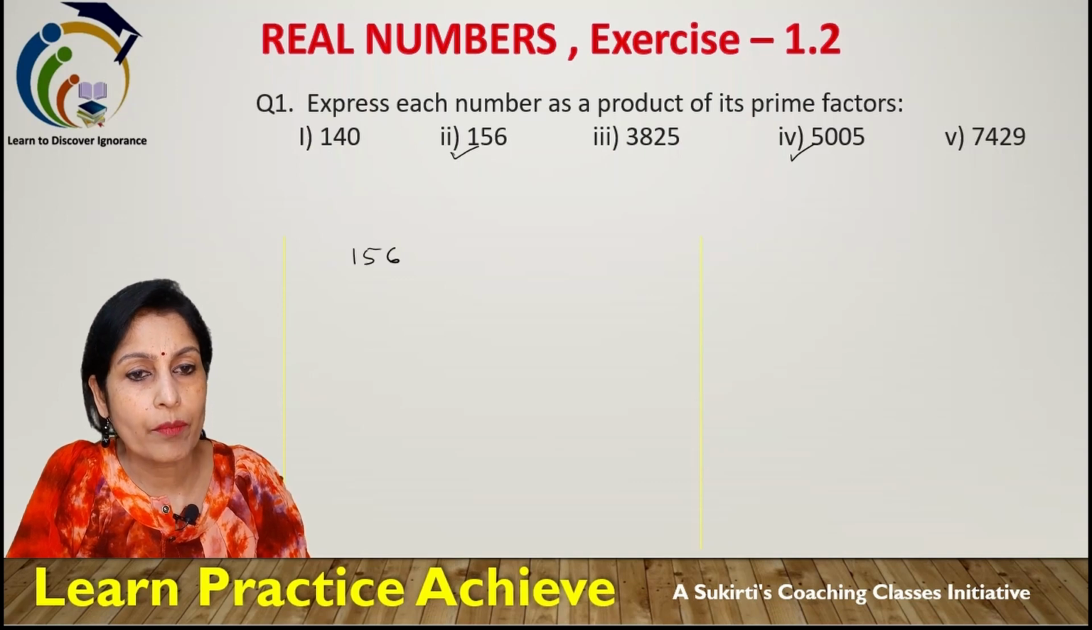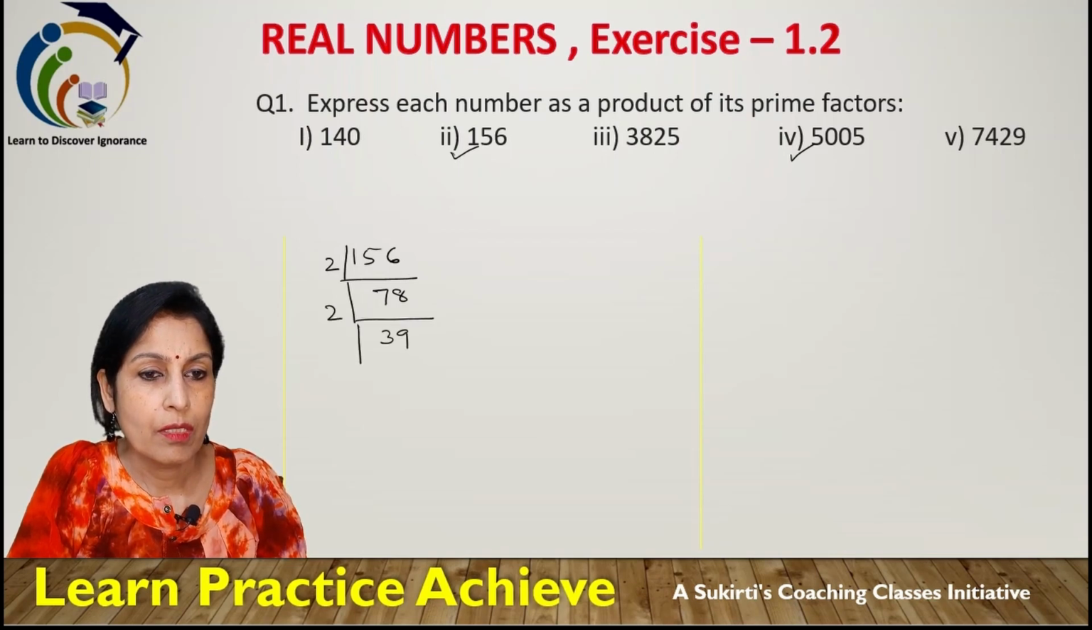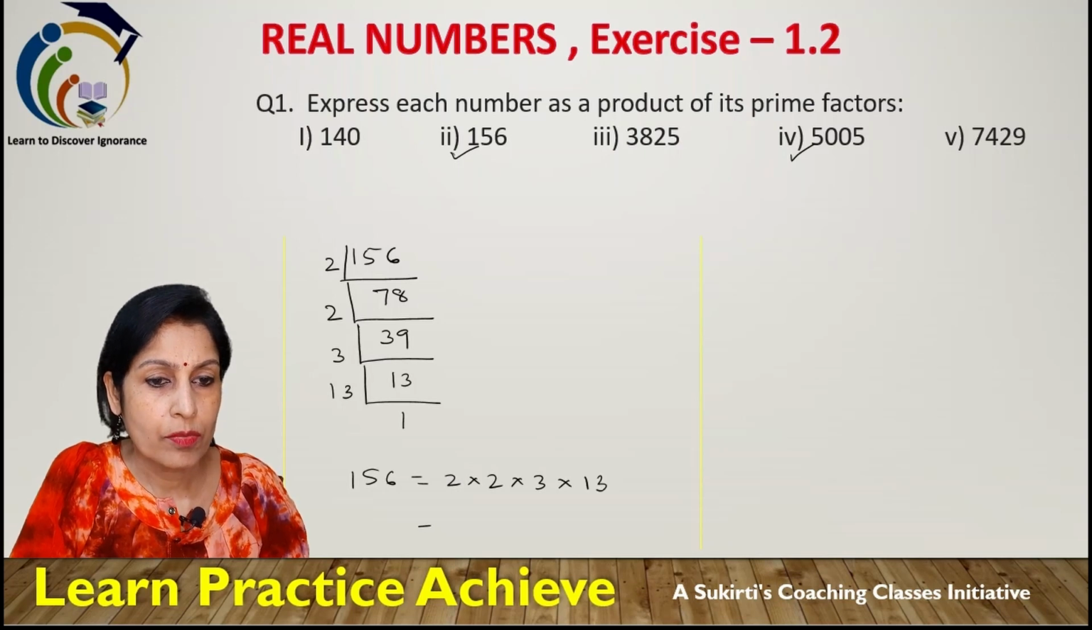First find the prime factorization of 156. The last digit is 6, so it will easily go with 2. 2 7s are 14, 2 8s are 16, then 2, 2 3s are 6, 2 9s are 18, then 3 4s are 12, then 13 1s are 13. So 156 can be written as 2 into 2 into 3 into 13, and because 2 is repeating here, we can write 2 to the power 2 into 3 into 13.